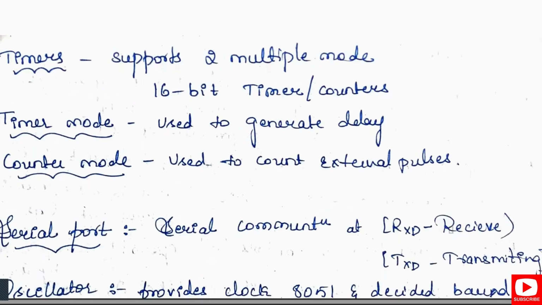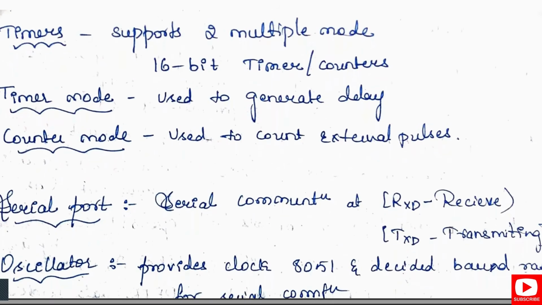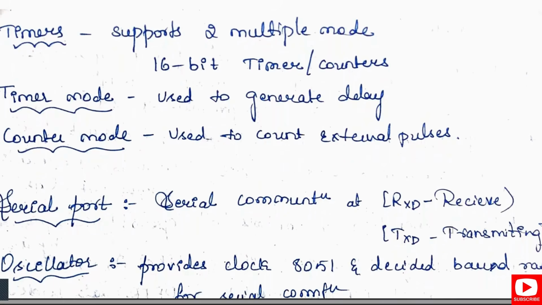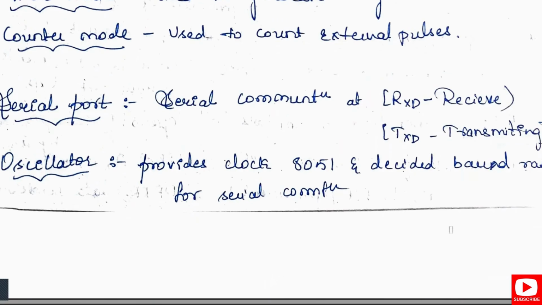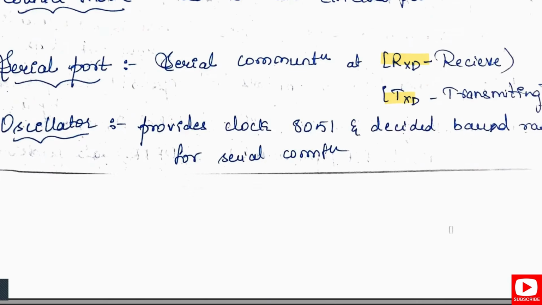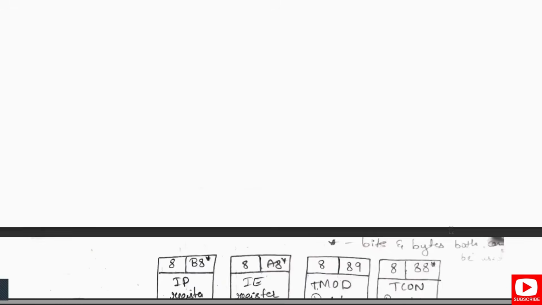Timers: it supports multiple modes, that is 16-bit timer or counter. Timer mode is used to generate the delay. Counter mode is used to count the external pulses. Serial port: serial communication with RXD for the receiver and TXD for the transmitter. Oscillator: it provides the clock for the 8051 and decides the baud rate for the serial communication.